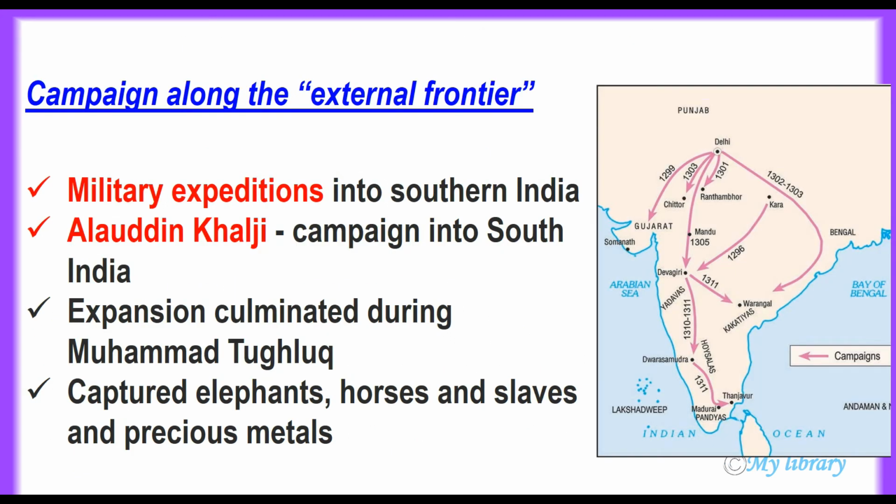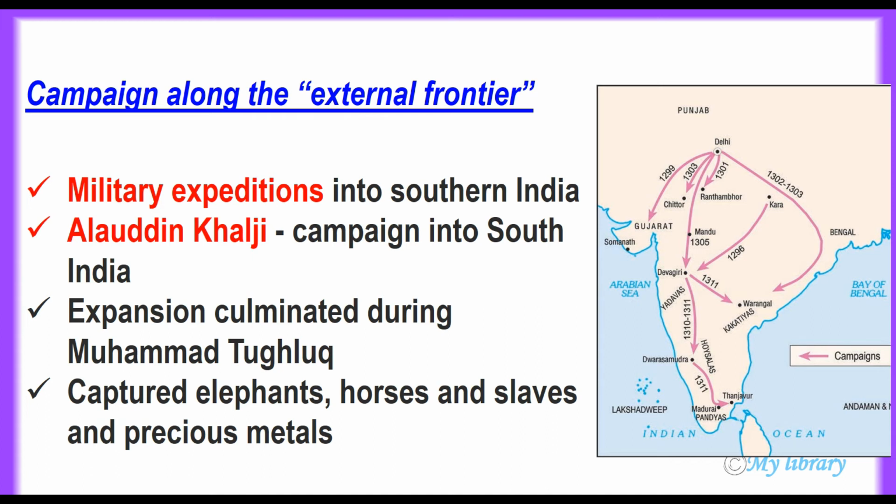The second expansion occurred along the external frontier of the Sultanate. Military expeditions into southern India started during the reign of Alauddin Khalji. See, in this map you can find Alauddin Khilji's campaigns into South India. This expansion culminated during the reign of Muhammad Tughluq. In their campaigns in the south, Sultanate armies captured elephants, horses and slaves and carried away precious metals.